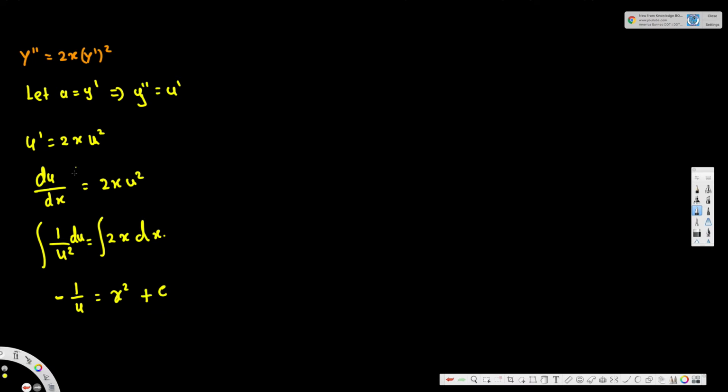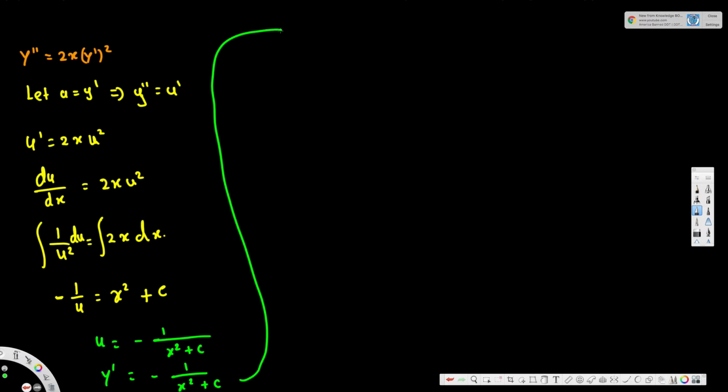Now we can replace the u terms with y terms, because originally we have everything in terms of y. So we have to do the replacement again. It's better to rearrange this one before I do the substitution. Let's rearrange this, everything in terms of u. If we do that, this is going to be u is equal to negative 1 over x square plus constant, and this is going to be y prime is equal to minus 1 over x square plus constant. Now let's continue this one right here.